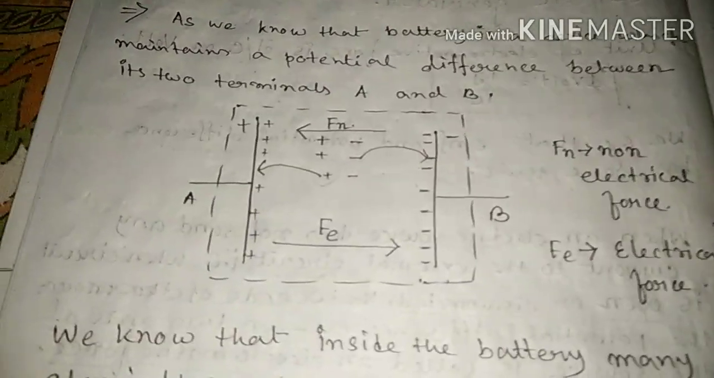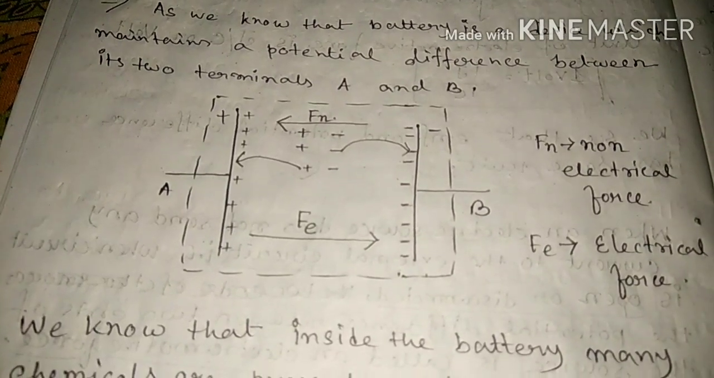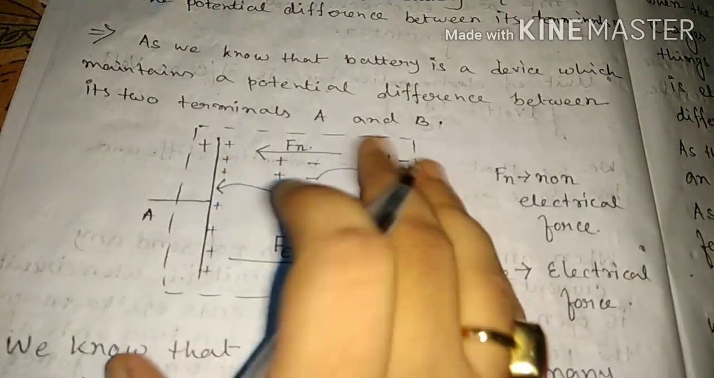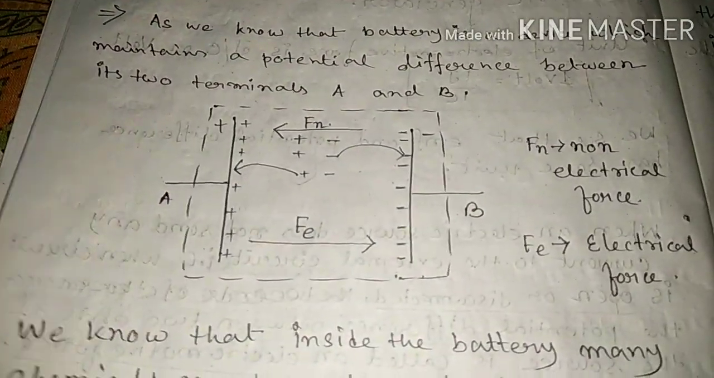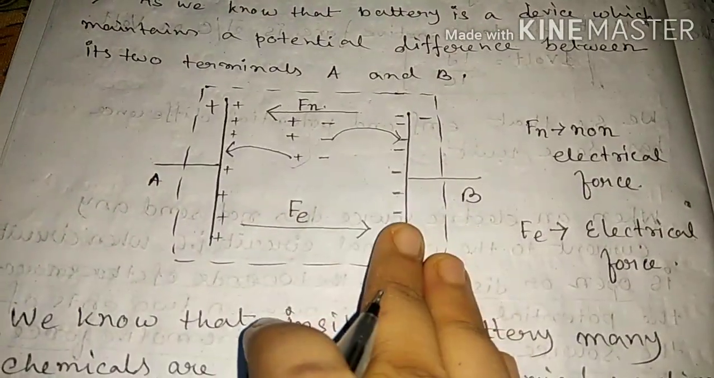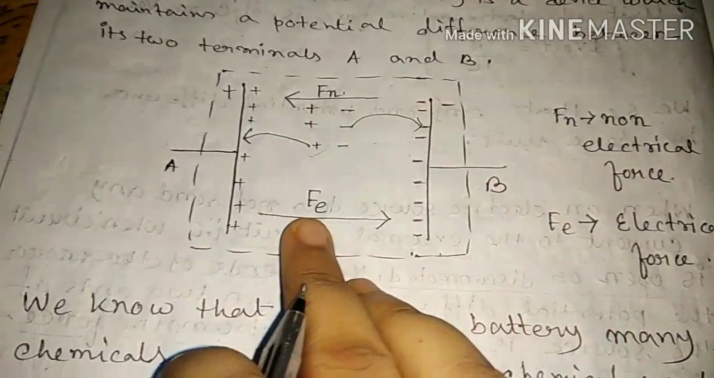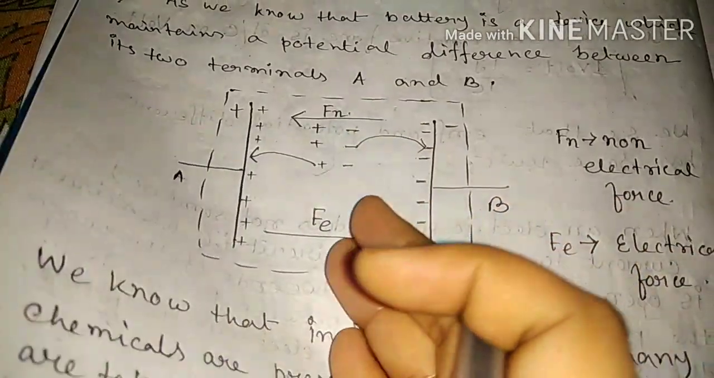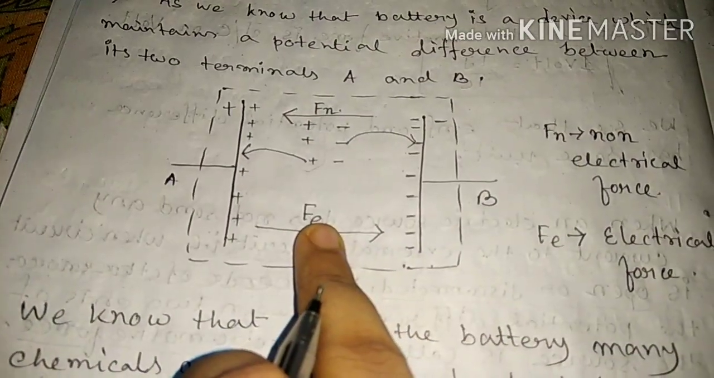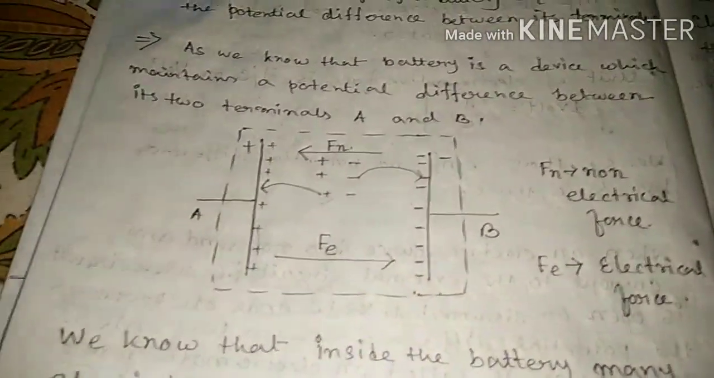That's why this force is called non-electrical force or chemical force, because it is generated due to a chemical reaction. So after the accumulation process, due to the accumulation of positive and negative electric charges, the potential difference increases, as well as an electric field being set up between these two charges. And due to that electric field, another electric force begins to form, which is called electrical force, which creates an attraction between positive and negative.